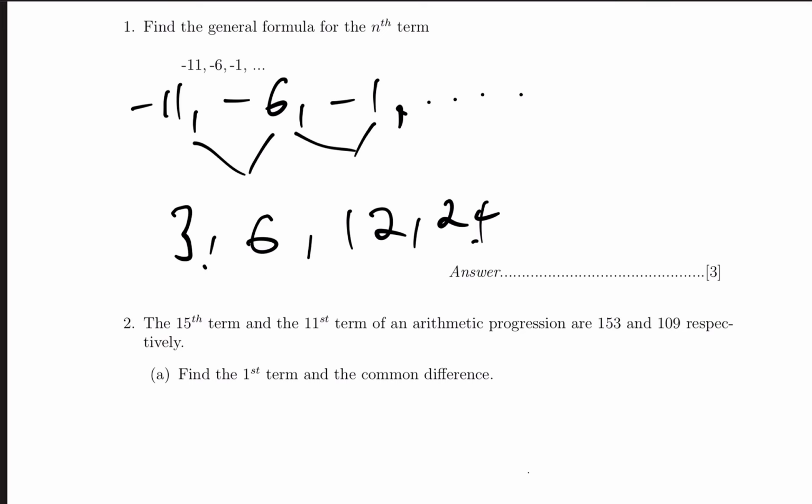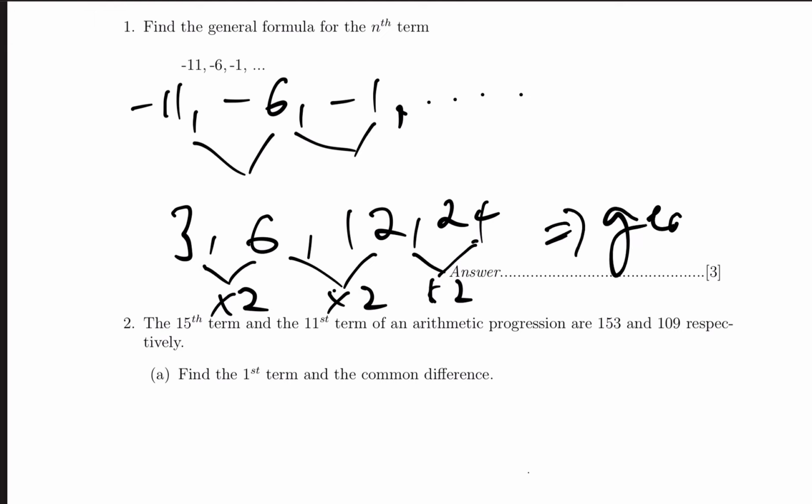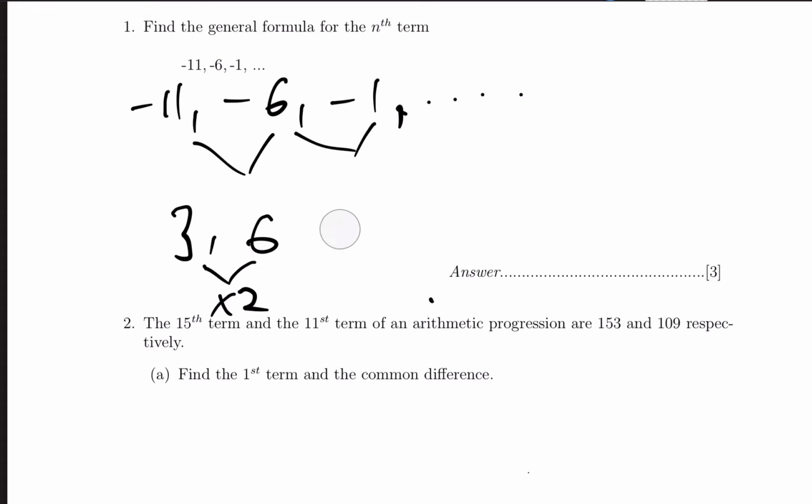But then look at this. From 3 to 6 you multiply by 2. Between 6 and 12 you also multiply by 2: 6 times 2 gives 12. Between 12 and 24 you multiply by 2 as well: 12 times 2 gives 24. So this one is a geometric sequence. That's how you can tell whether a sequence is geometric or arithmetic. You have to test first.